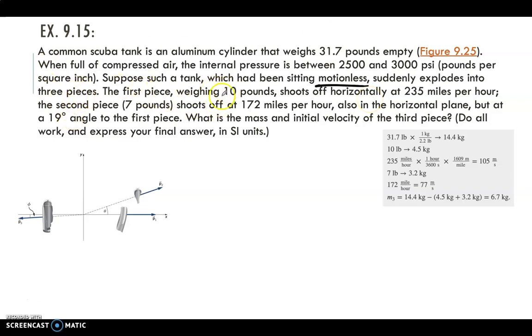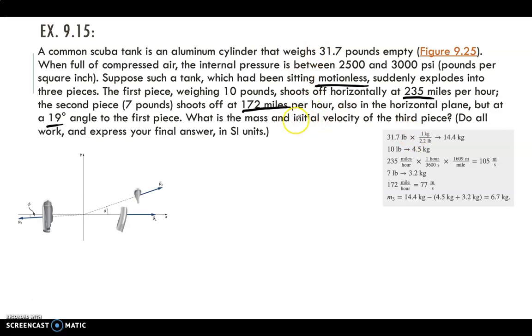The first piece, weighing about 10 pounds, shoots off horizontally at 235 miles per hour. The second piece, 7 pounds, shoots off at 172 miles per hour, also in the horizontal plane, but at an angle of 19 degrees to the first piece. What is the mass and velocity of the third piece?